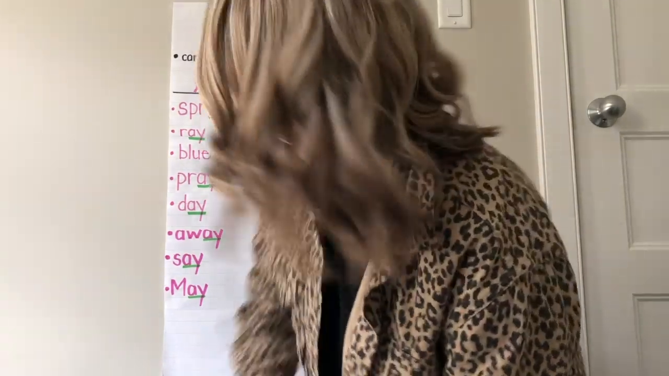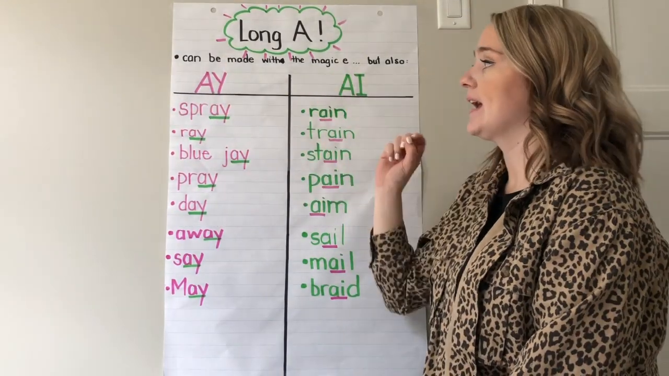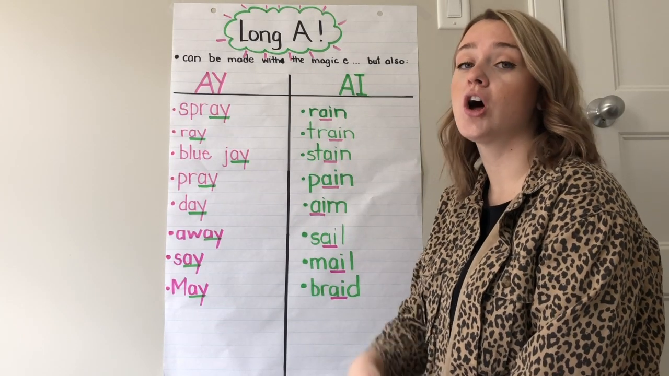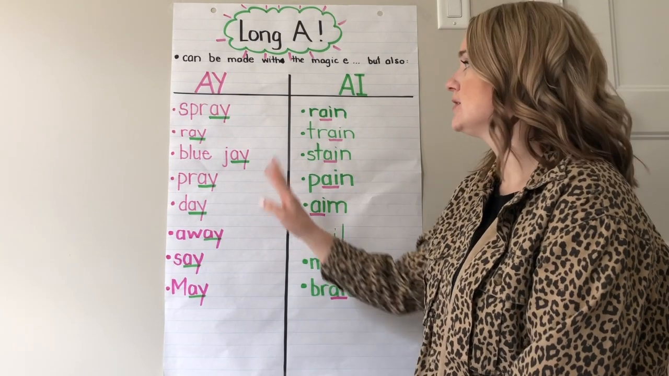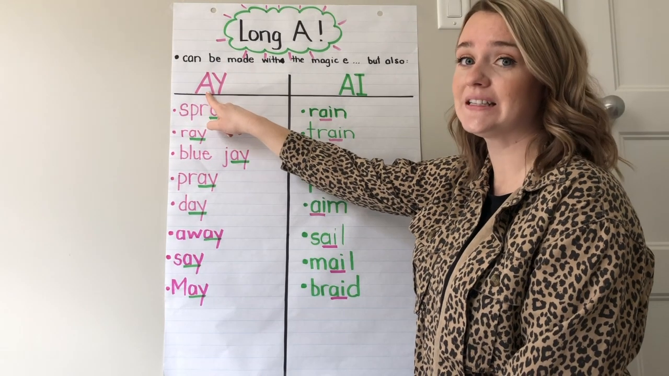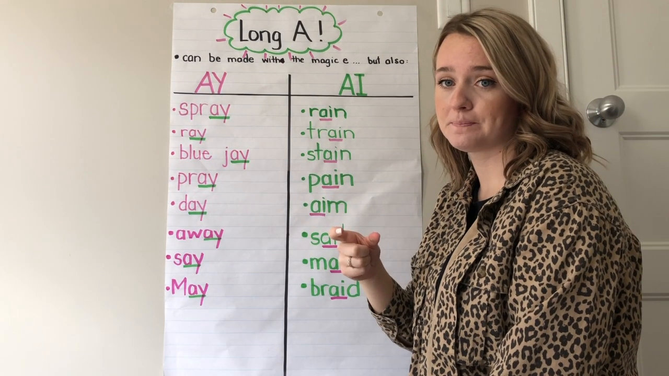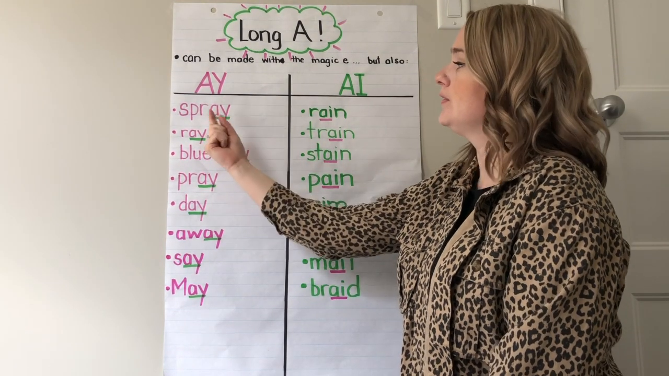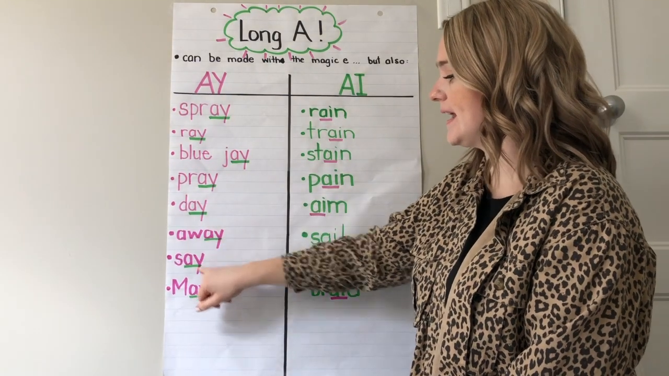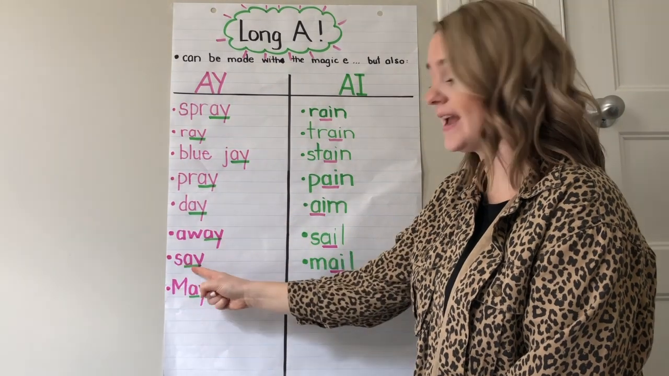We're going to be talking about AY and AI. Now these letters together both make the long sound A. So when you use AY in a word, or you see it in a word, it's usually at the end of a word. So if you look here, I have a few different words, and my AY is always at the end of the word. It's the last sound that we say, like in say.